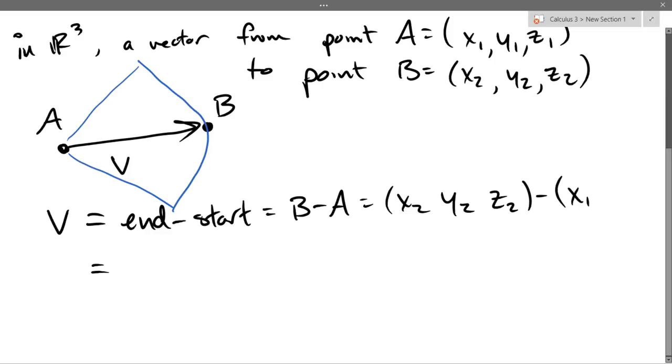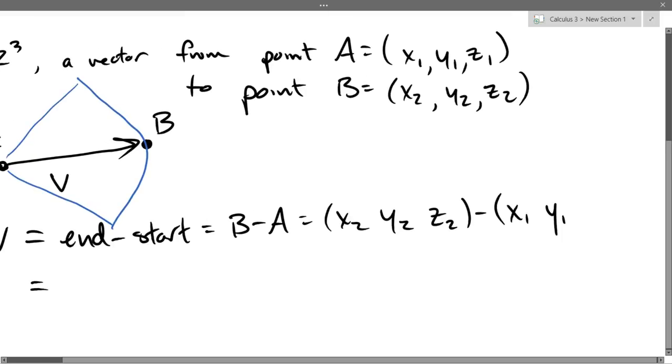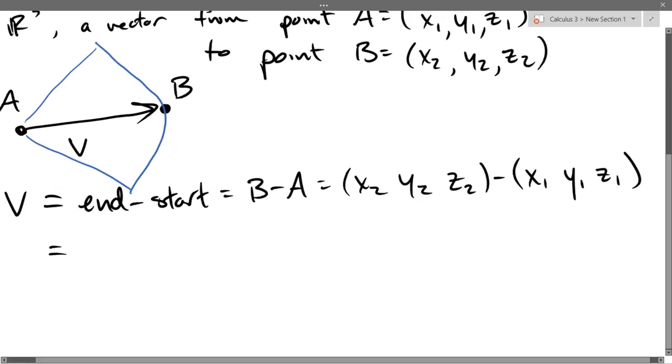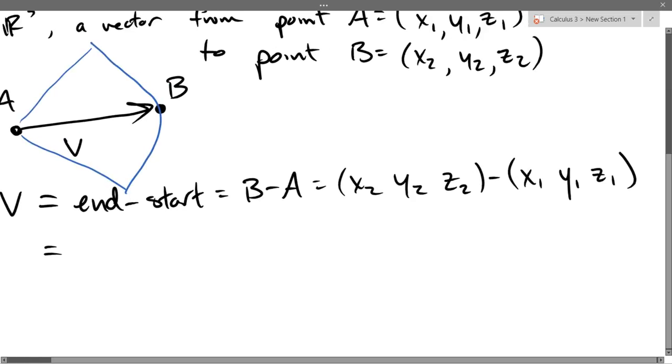Minus x1, y1, z1. Very easy to subtract. You just go one coordinate at a time. When we write vectors, we're going to use diamond notation.